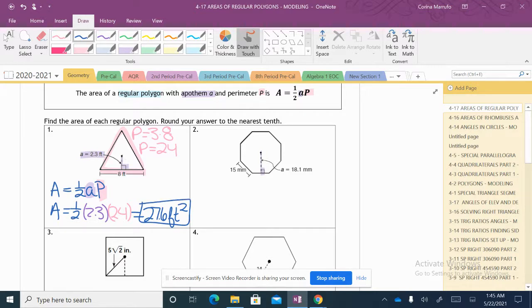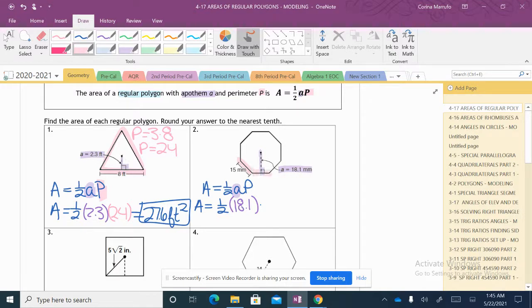Okay, the next one. So here, again, we're going to use area equals 1/2 little a times P. As a reminder, little a is my apothem. It's the part from the center of the circle down to one of the sides, and it has to make a right angle. So instead of a, I'm going to put 18.1. So area equals 1/2 times 18.1 times the perimeter. We're going to have to find the perimeter. They tell us this side is 15.